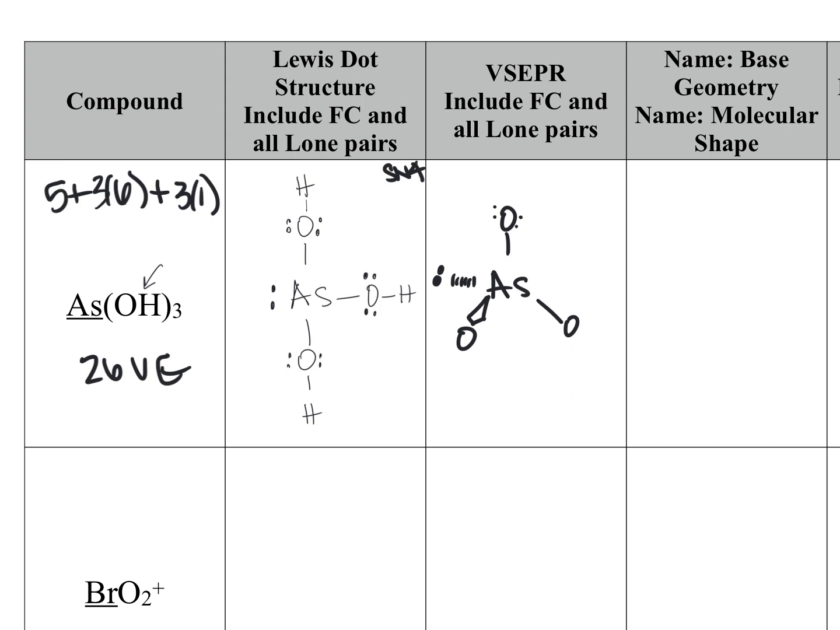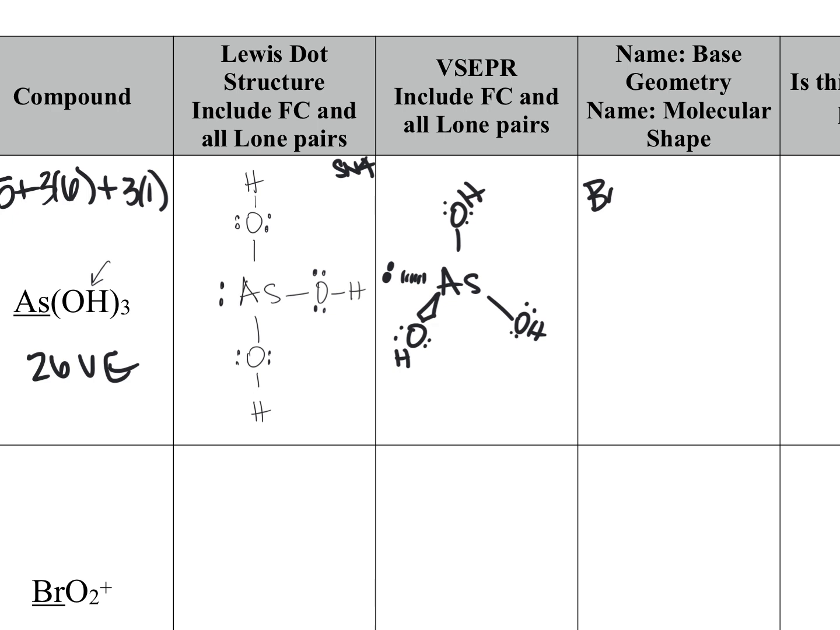And on these oxygens, we're going to just go ahead and draw them as hydroxides instead of giving them 3D space, mostly because we ran out of space. So the base geometry is tetrahedral, and the shape is trigonal pyramidal.